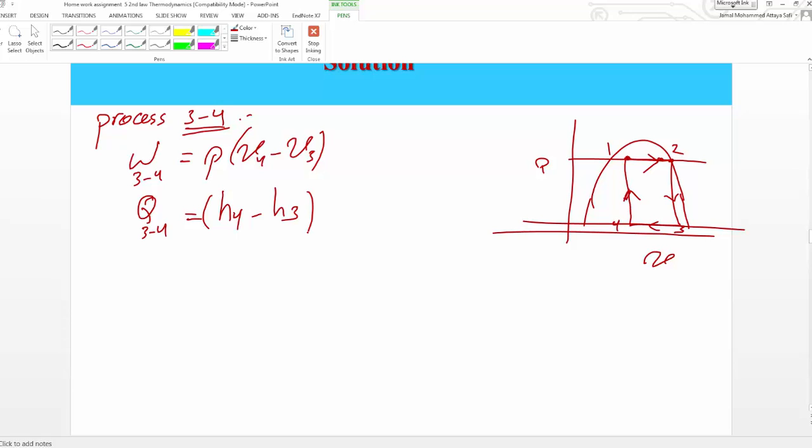Just to check what I know and what I don't know. Now, the problem here is that I don't know this. I want to calculate this. I know this. I don't know state 4 yet. I know this. So I have two unknowns. And if you look here, I don't know this, and I don't know this, and I know this. So I still have two unknowns.